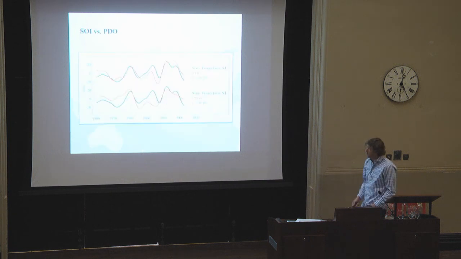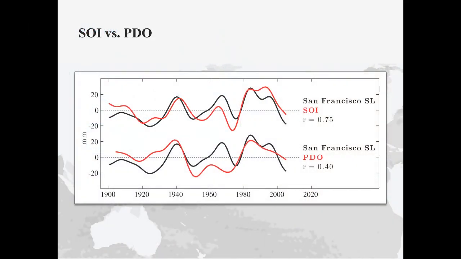And so then you might expect that if you look at perhaps the SOI, as Mark was saying, a much better indicator of the trade wind forcing at the equator, then you would expect there to be a better correlation with the sea level. And indeed there is. I mean, there's not many degrees of freedom here, but the correlation is twice as large as it is with the PDO.